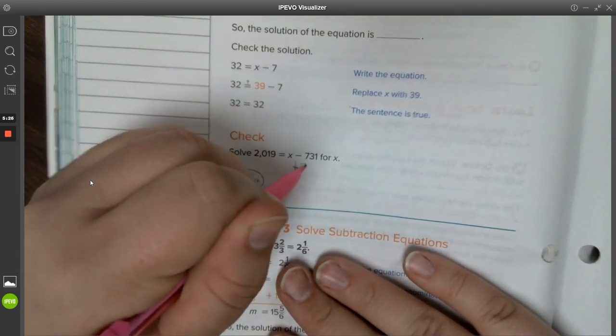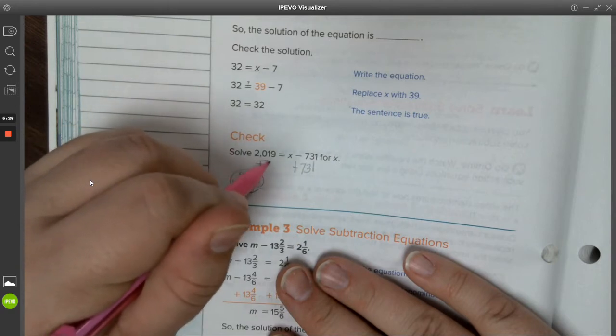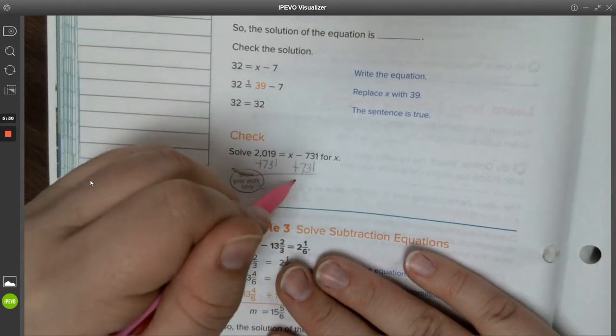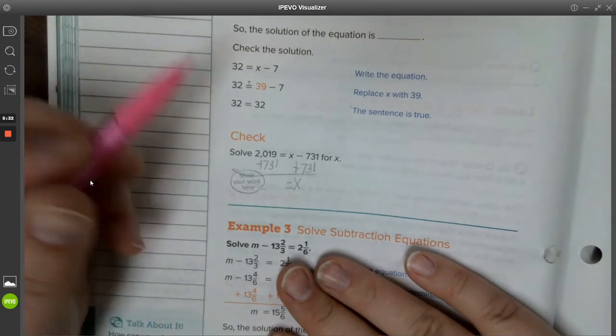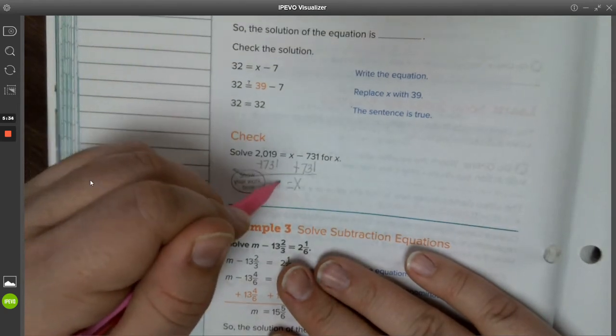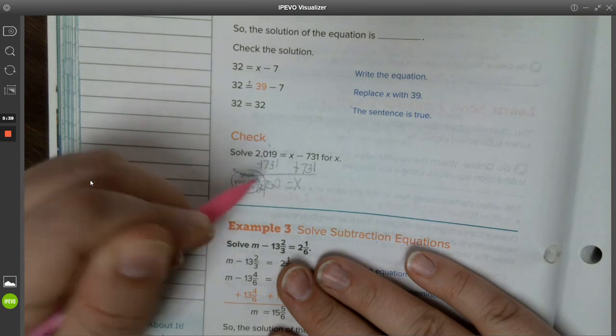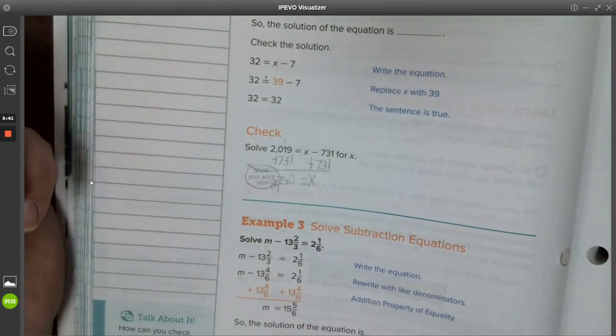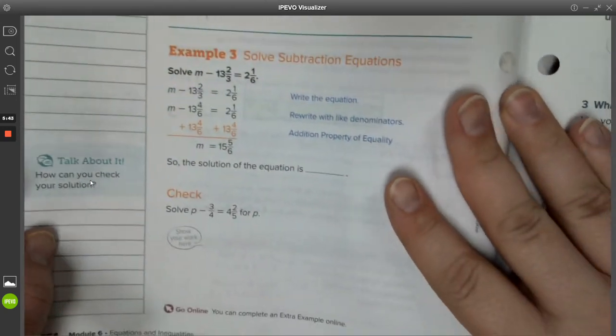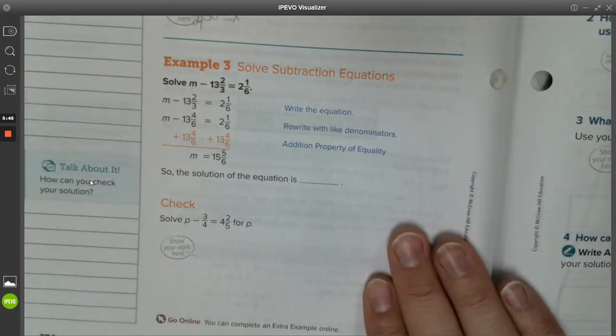So we'll use our addition property of equality here to add 731 to both sides. This leaves me just x on one side. That would be a 10 and 5, 7. So 2,750 would equal x. There we go. All right, so let's try one last problem here.